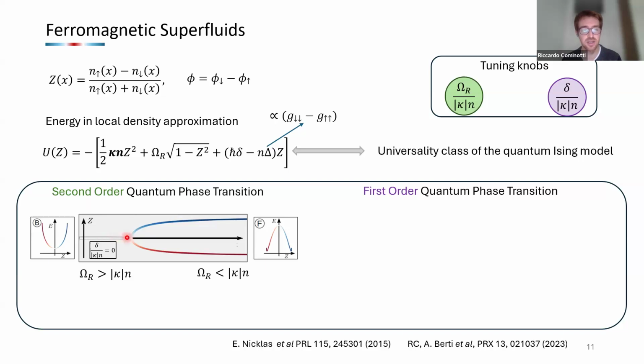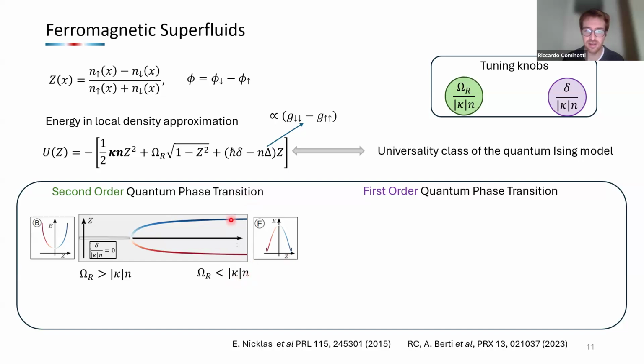Now, for what concerns the second order quantum phase transition, we can compute the ground state magnetization of the system, and we find that we have a bifurcation. The bifurcation occurs when the Rabi frequency is tuned to be lower than the spin interaction energy, and the bifurcation corresponds to having two degenerate ground states for the magnetization, a positive one and a negative one, which corresponds, if we calculate the energy of the system, to having a symmetric double well potential.